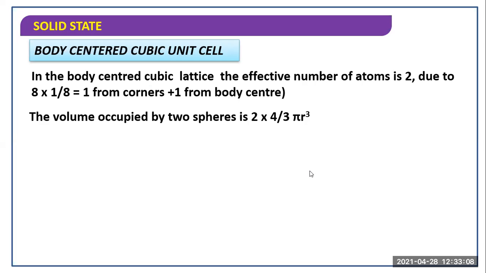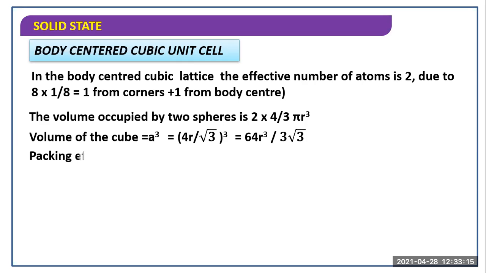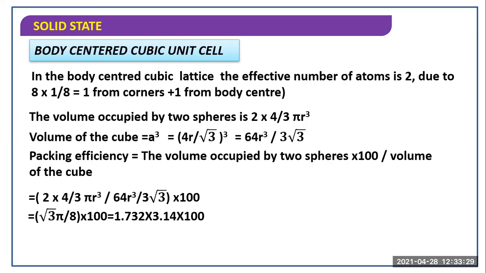And in the body center cube, there are only 2 atoms. Whole number of atoms is 2. Now 2 into 4/3 pi R cube divided by A cube is the packing fraction, and if we multiply by 100, it is percent filled up by the atoms.